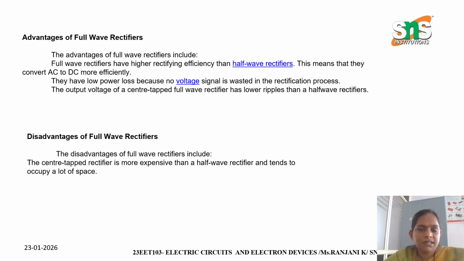Next, let us see the advantages and disadvantages of the full wave rectifier. The advantages are that the full wave rectifier has higher rectifying efficiency compared with the half wave rectifier, around 81 percent. This means it converts AC to DC effectively, and there is low power loss, as no voltage signal is wasted in the rectification process. Next, the output voltage of the center tap full wave rectifier has lower ripples than half wave rectifiers. Next are the disadvantages. The center tap rectifier is more expensive than the half wave rectifier and tends to occupy a lot of space.